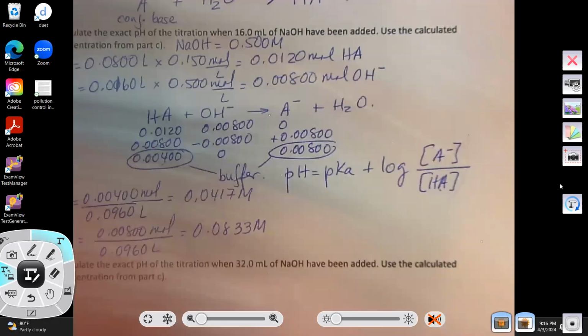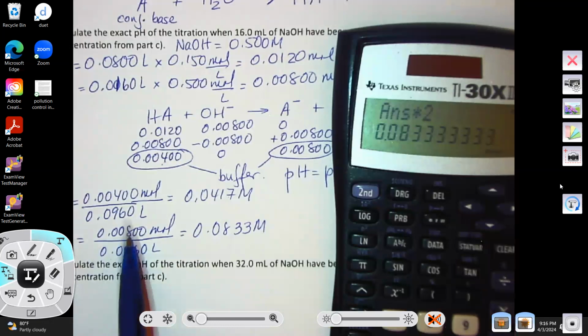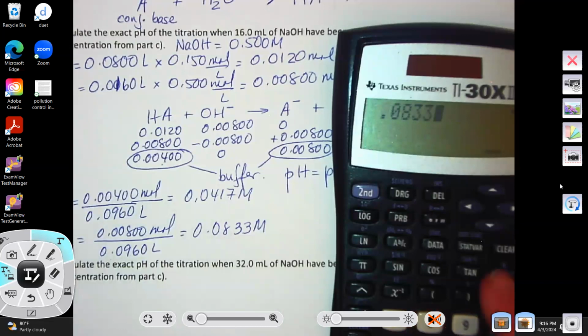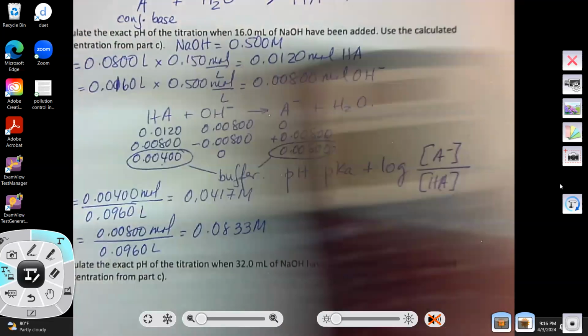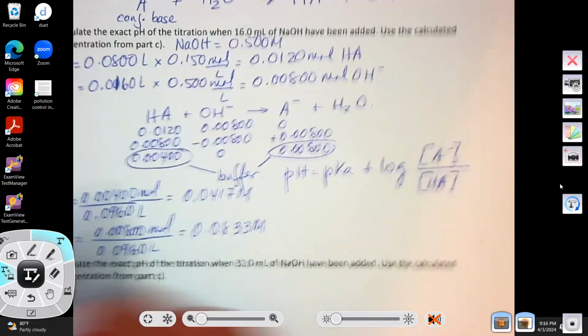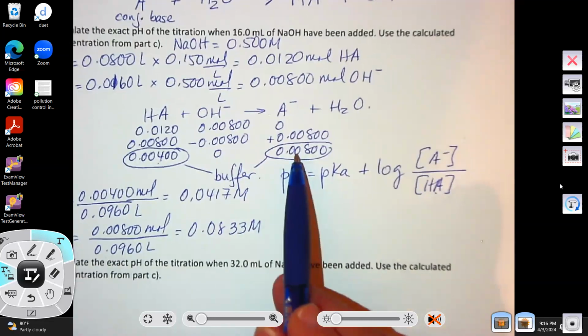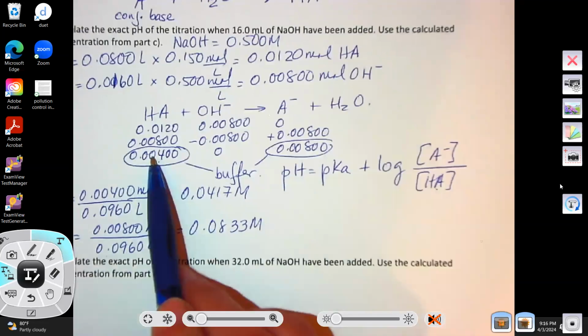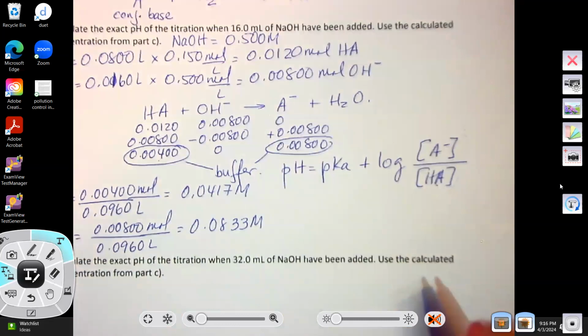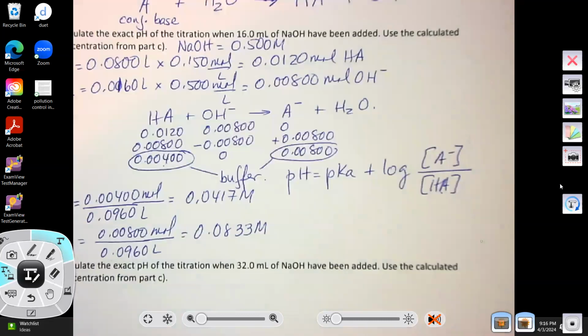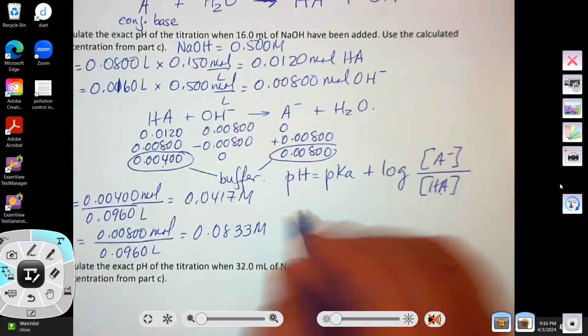And I could prove it to you. So 0.08 divided by 0.04 is 2. 0.0833 divided by 0.0417 is also 2. It cannot get any closer than that. So we can avoid having to do this step, and we could just go straight from substituting this number here and this number here. Now that only works if you are doing a titration. If you're preparing a buffer from the two components, like separate components, then it's different.